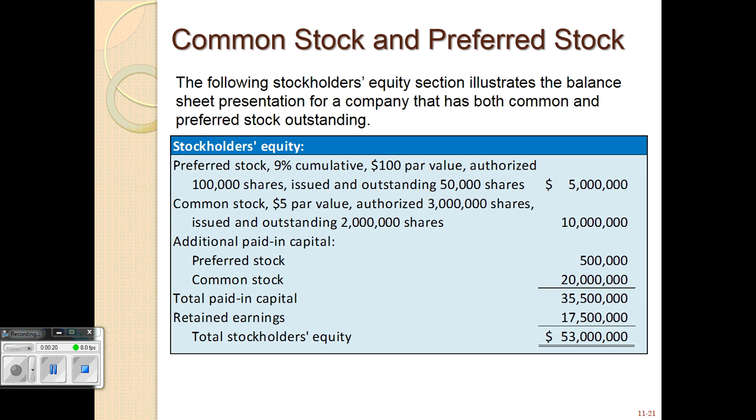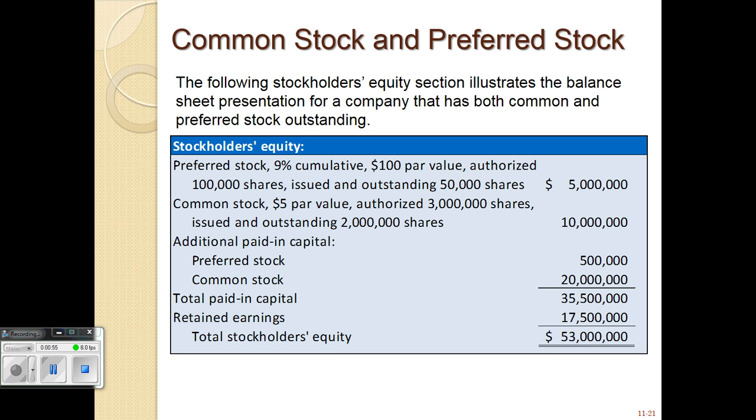You can also have preferred stock, and notice this: if we had preferred stock, its owner's equity section of the balance sheet is going to look very similar to the other one, only it's going to have a couple of extra lines. Notice the very first line. In this case, we have preferred stock. It's 9% cumulative. We'll talk about what that means here in a minute. It's got a $100 par. Preferred stock is usually sold at its par value, okay? Authorized shares 100,000, issued and outstanding 50,000. So they took the 50,000 times the $100 par to come up with that 5 million.